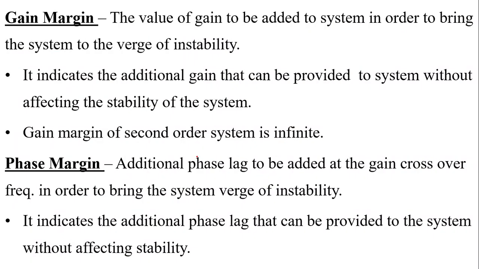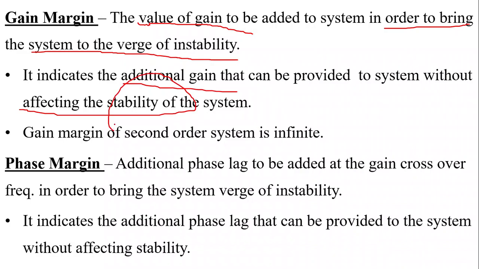Then the next specification is gain margin. Here, the value of the gain added to the system in order to bring the system to the verge of instability is known as gain margin. The gain margin indicates the additional gain that can be provided to the system without affecting its stability. The gain margin for a second order system is always infinity. We will use this point in our problems.